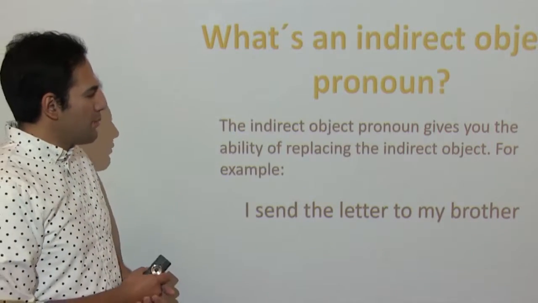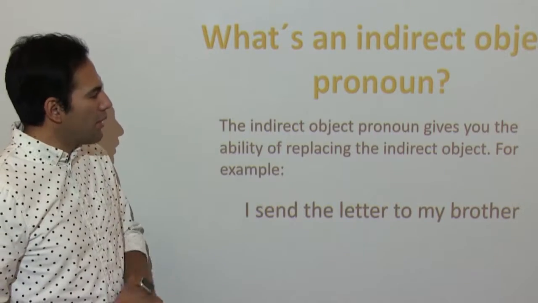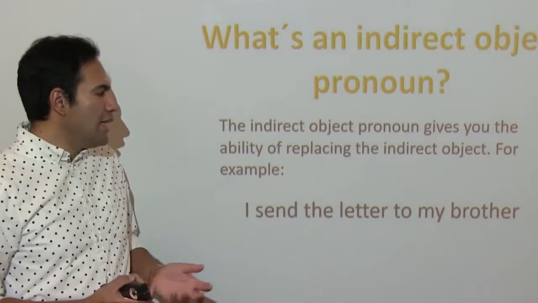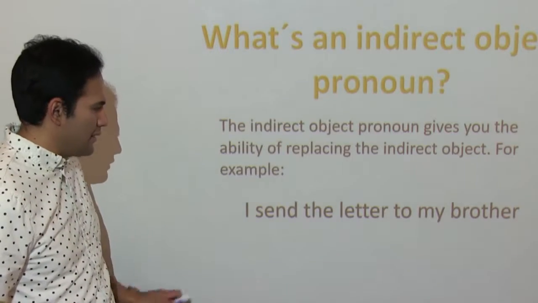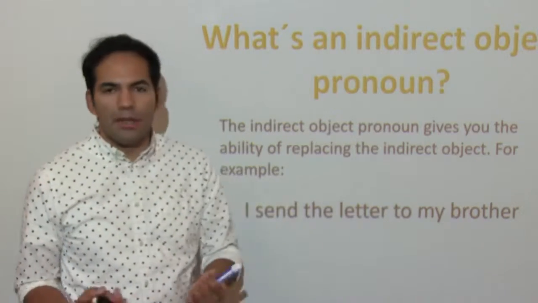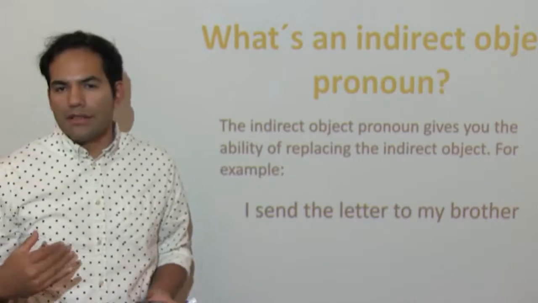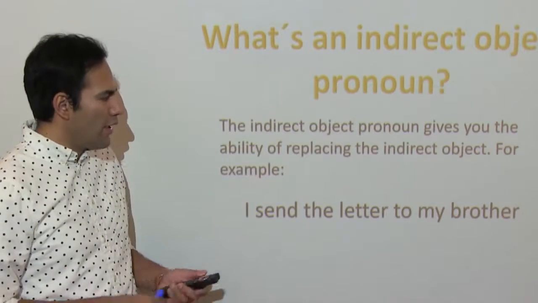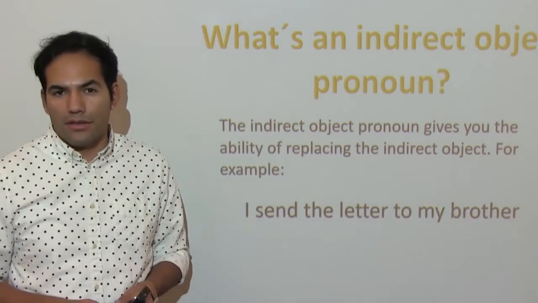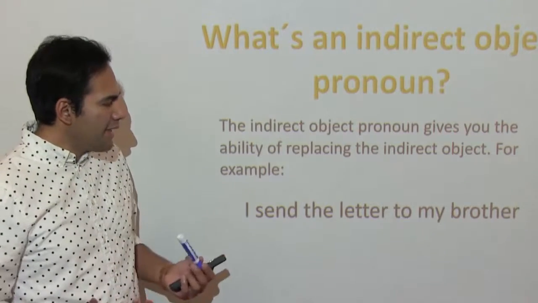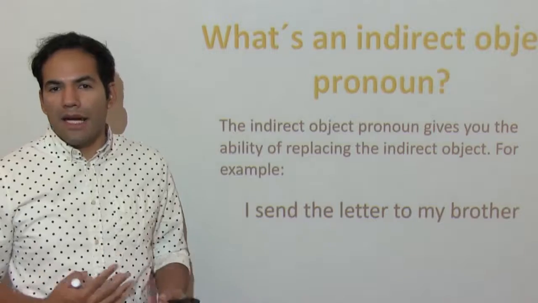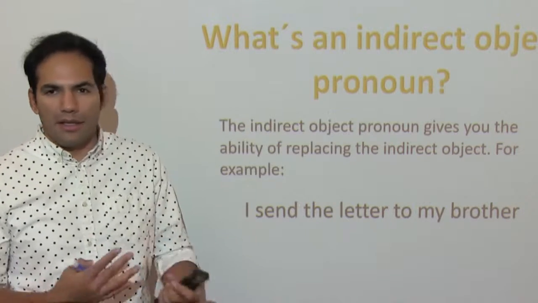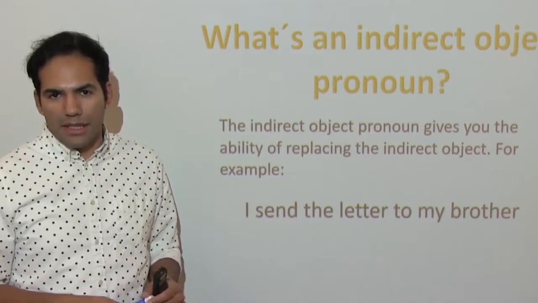What's an indirect object pronoun? So the indirect object pronoun gives you the ability to replace the indirect object. So here I have a sentence. I send the letter to my brother. And in previous videos we've learned how to identify the indirect object. In this case, we know that the indirect object is the noun. It could be a noun or a person, I think, that receives an object.